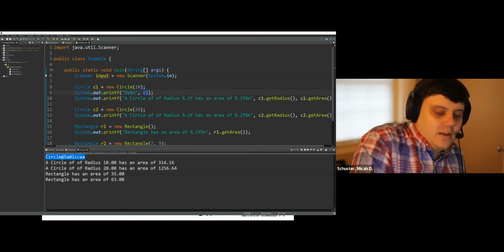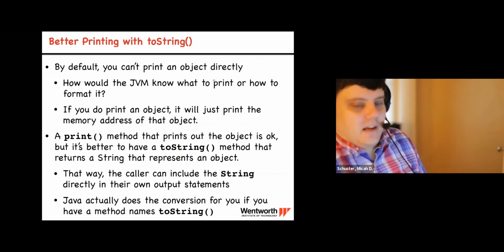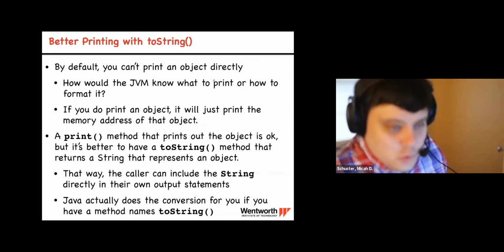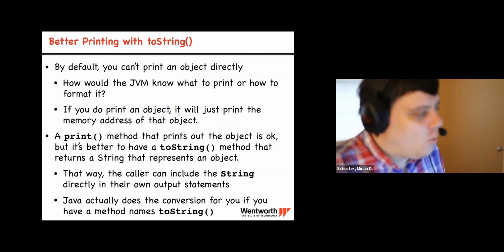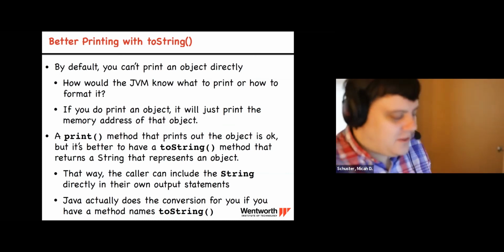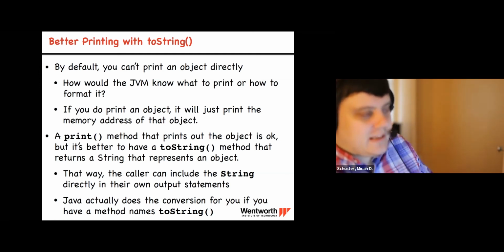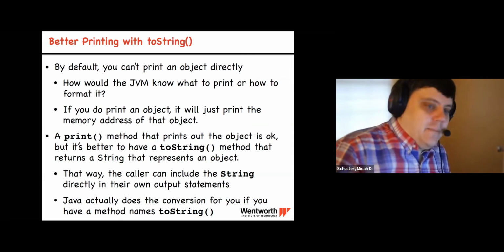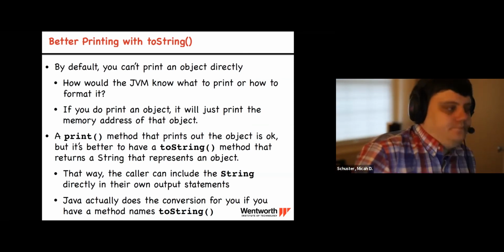So that's where this toString thing comes in. The reason why you can't print an object directly, at least have it useful print out directly, is that how would the JVM know what to print or how to format it? How would the JVM know that you want to print out the radius? So it does a default of the type at the memory location. You could write a print method. So let's do that right now.